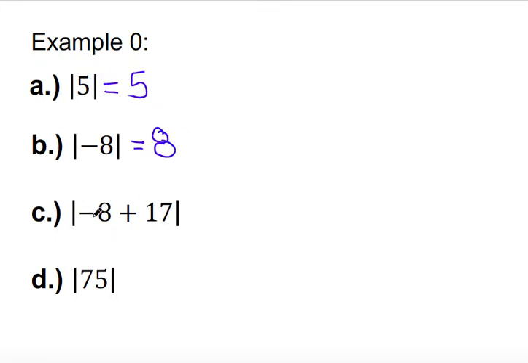Okay, and in this case, I need to do a little bit of work inside the absolute value bars. So I'm going to simplify this to make it say, well, let's see, -8 plus +17. Well, that's going to give me a +9. Okay. Why? Because -8 plus 17 is a +9. And what is the absolute value of 9? I get 9. It's a distance of 9 from 0. And in the last case, I have a larger number, which is the absolute value of 75. And 75 is a distance of 75 to 0.